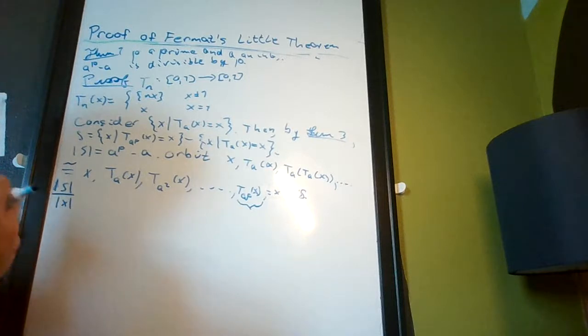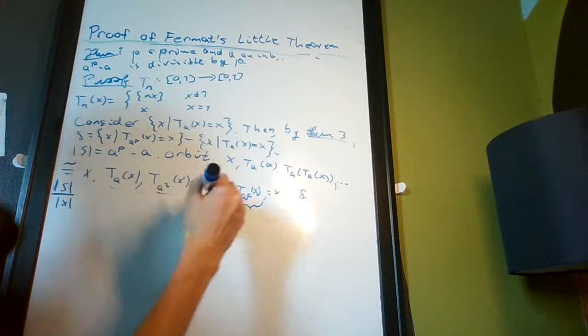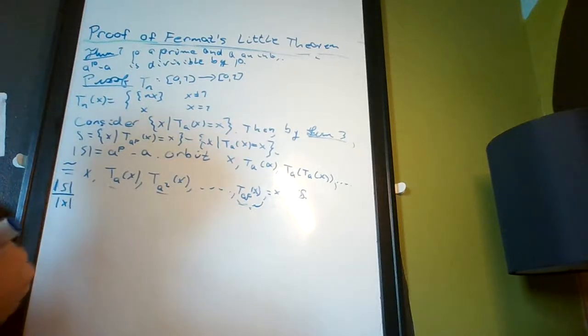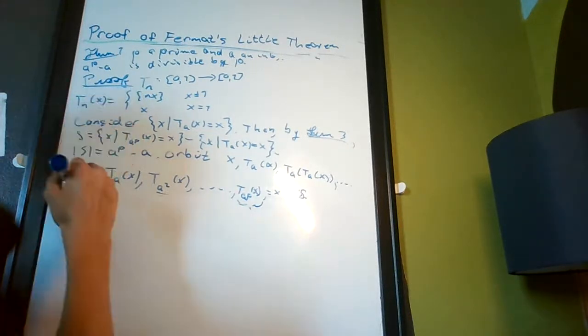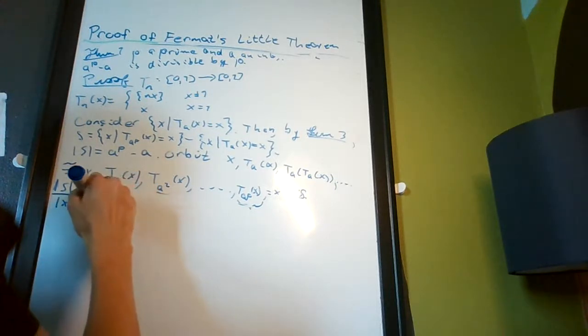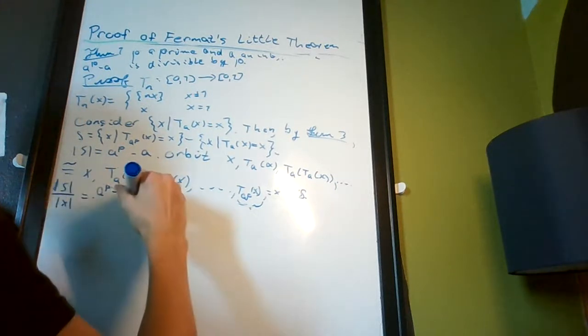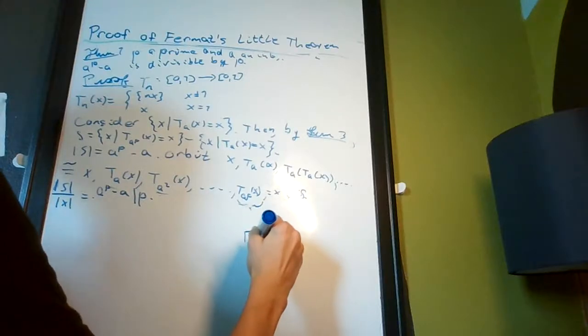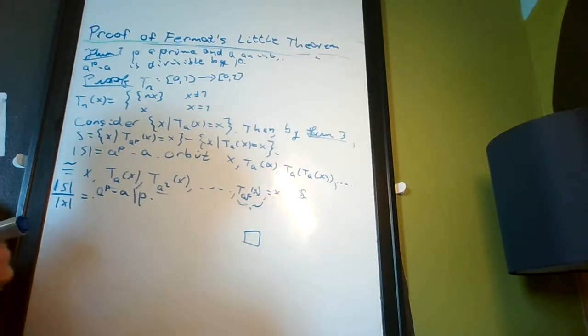The order of them are p, because we apply T to the a, p times, and then we get to our thing. So these have order p, basically meaning the order of S, a to the p minus a, is divisible by p for p prime, because it relied on the fact that p was prime to prove it. QED, and we're done. Oh boy.